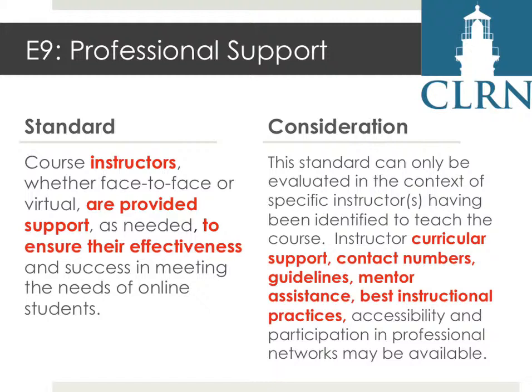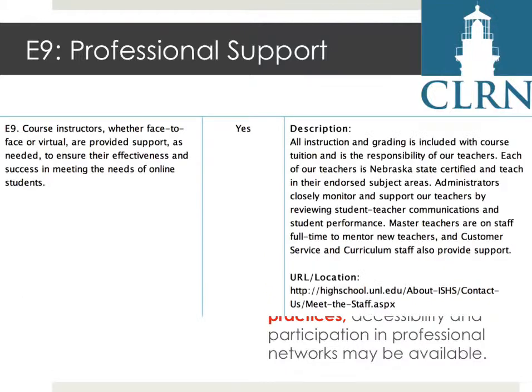Standard E9, Professional Support, asks whether instructors have access to a personal learning network, and if the course publisher provides support to ensure instructor effectiveness. This standard is the opposite of Standard E6, Tech Support, in that effective instructors should have access to curricular support, best instructional practice, and professional networks that would normally be part of a brick-and-mortar school. We ask for both a description and a URL or location where this information may be found.